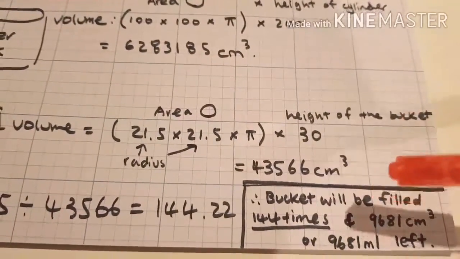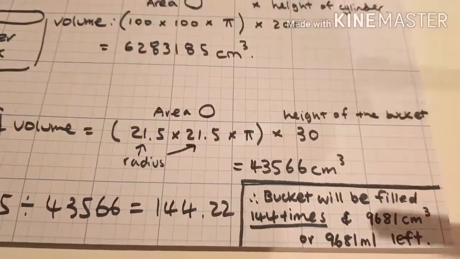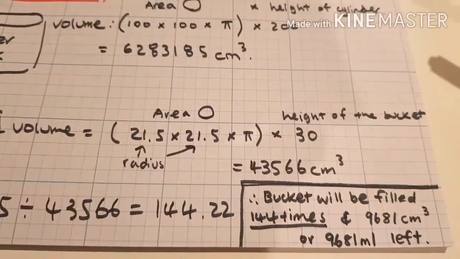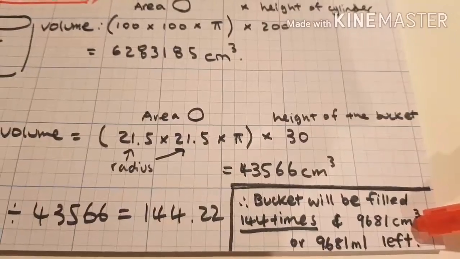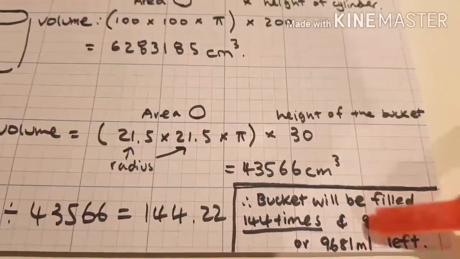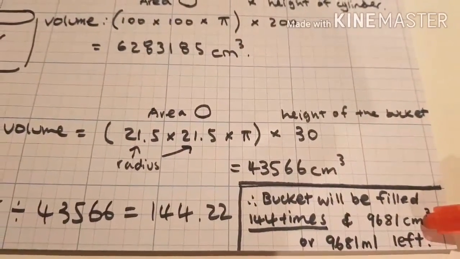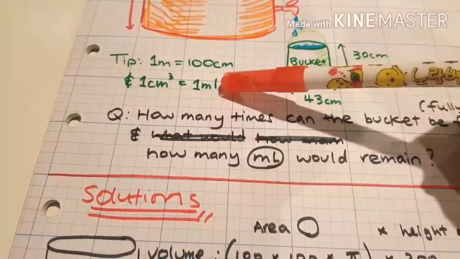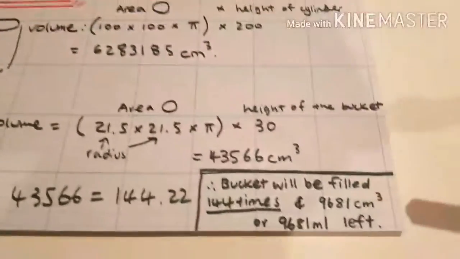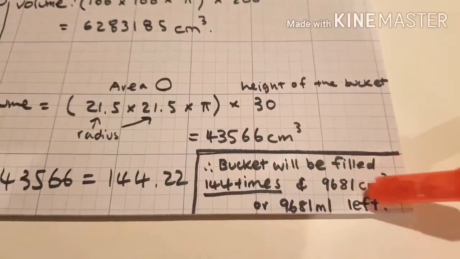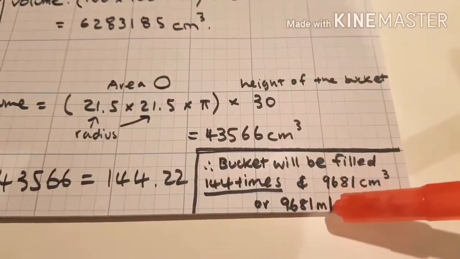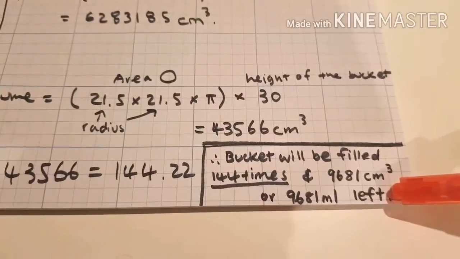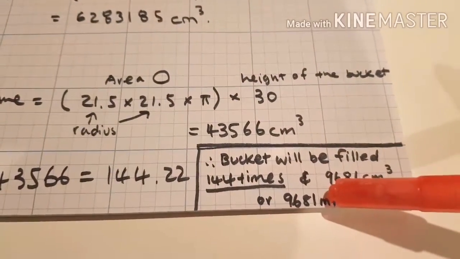Okay, so the bucket will be filled 144 times fully, and the 145th bucket, the last bucket, won't be fully filled to the top. Okay, so I'll say it's going to remain this much. It was in cubic centimeters, but remember, here was my tip. Cubic centimeter is equivalent to milliliters, so I can simply change cubic centimeters into milliliters like that and say this much is left.